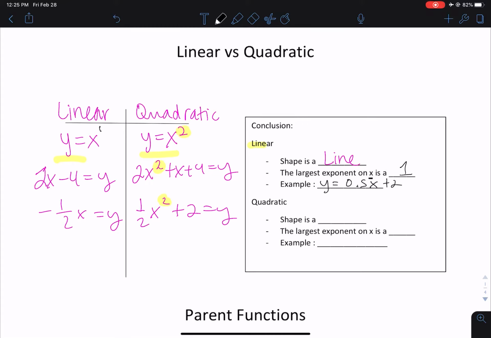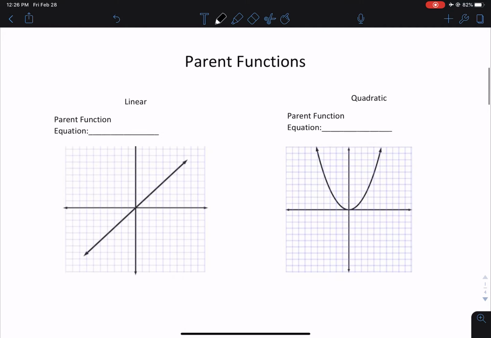Now a quadratic makes a U shape, which is called a parabola. A parabola, okay? The largest exponent on the x is a 2. So to be quadratic, the highest exponent has to be a 2 in there. So for example, y equals x squared plus 3x minus 4. Okay?